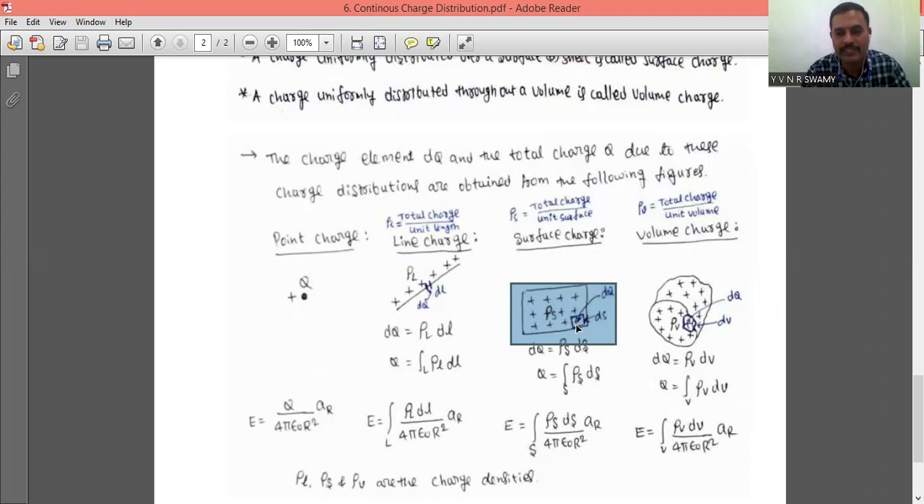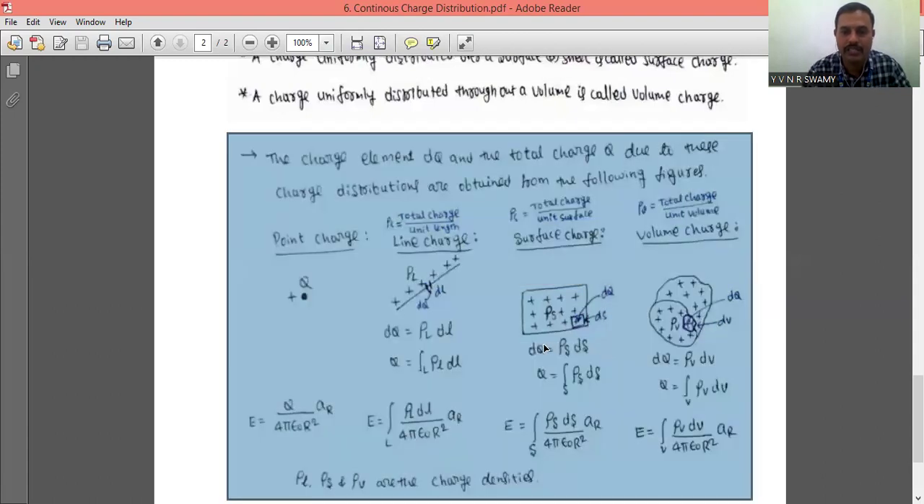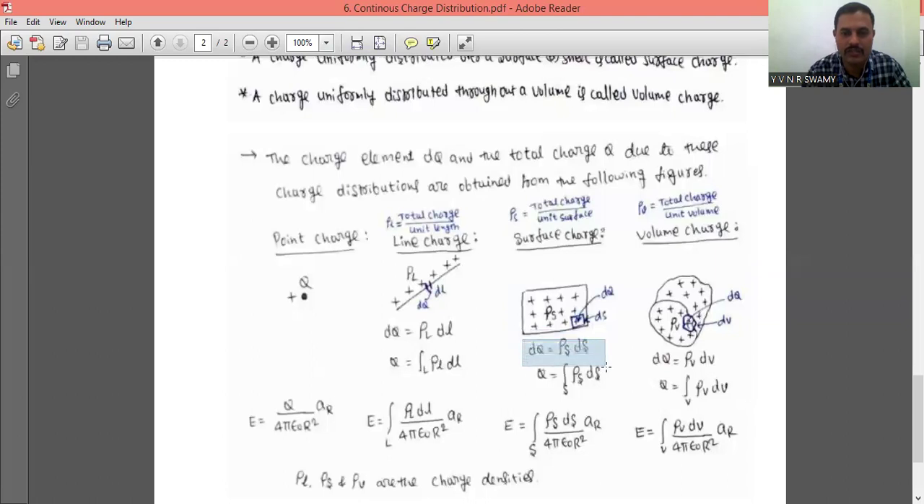Now I am taking a small differential surface area in a sheet, which can be represented with ds. This ds consists of small charge dq. Surface charge density is total charge per unit surface. Then the small differential charge is dq equal to rho S into ds. So then q is equal to surface integral of rho S ds.